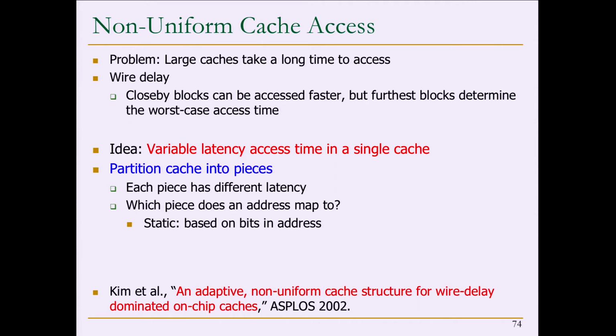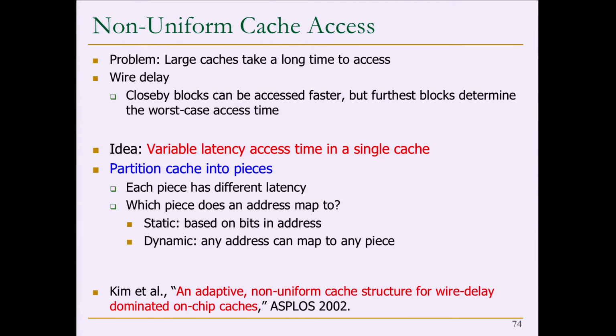You could do this decision statically based on the bits in the address. You take some of the bits and you hash them. You decide which cache it maps to. That block is always in that cache. Now, the problem is you cannot move the block to some other part of the cache. Dynamic, any address can map to any piece.